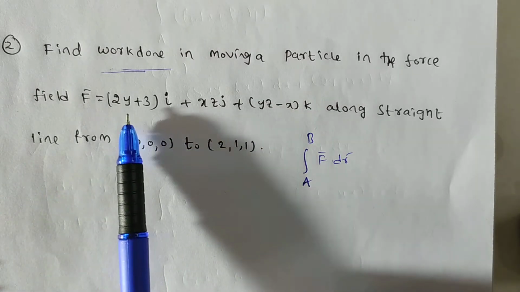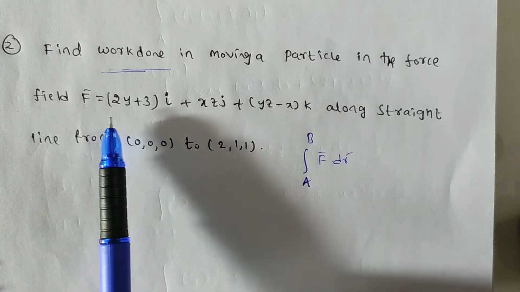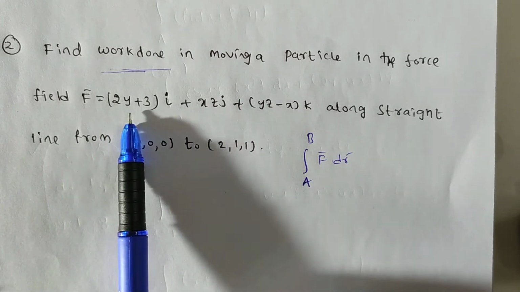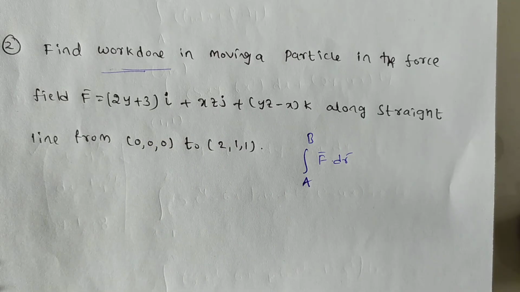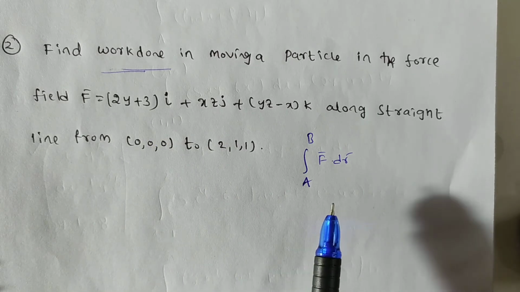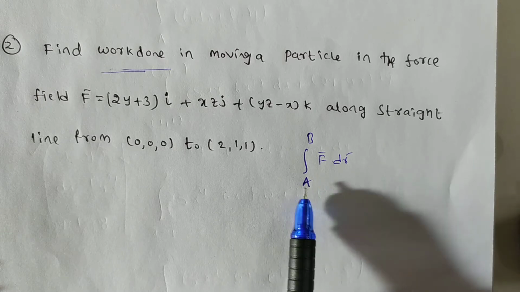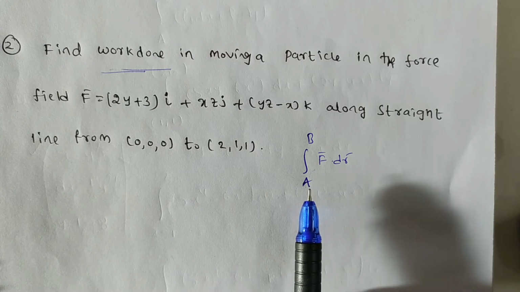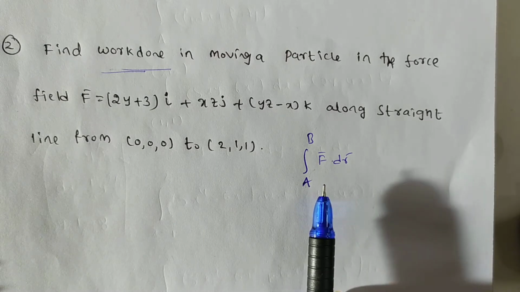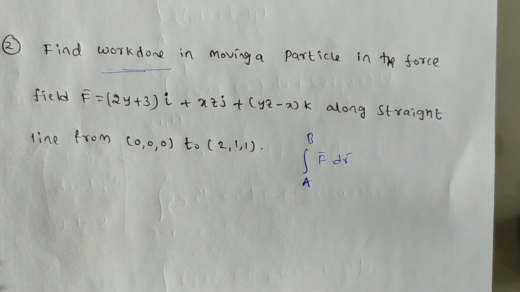But here F1, F2, F3, that is the total F bar, is in terms of y, x, z. So this is a function of x, y, z. If you want to do the line integral, what do you require? The integral is along a line, and that line contains only one variable. But here how many variables are there? Three variables are there.